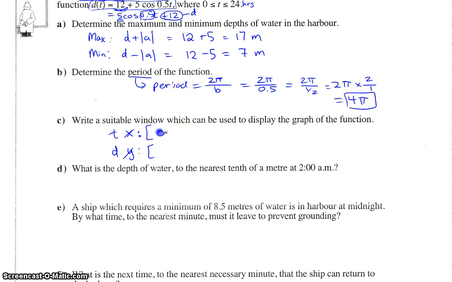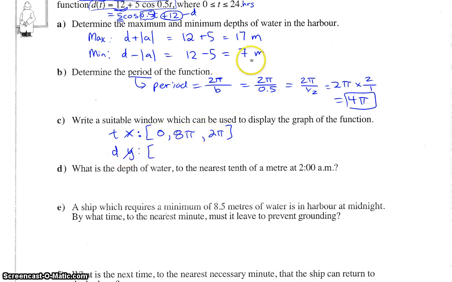So we'd probably want to go from 0 to, now let's think about that. Do we want 1 cycle to show up or 2? Maybe 2. Let's go to 8 pi. And our tick marks could be every 2 pi, let's say. So x min, x max, and x scale.